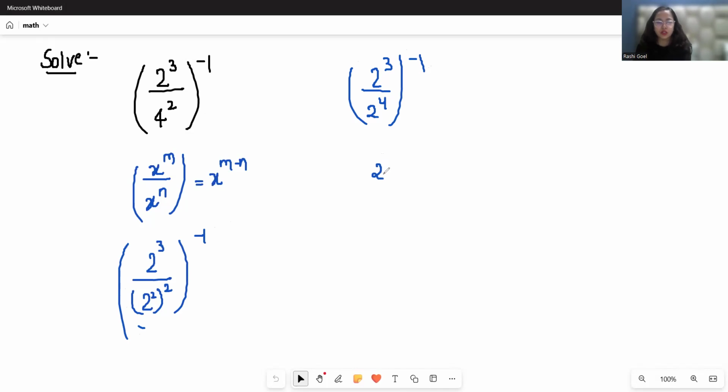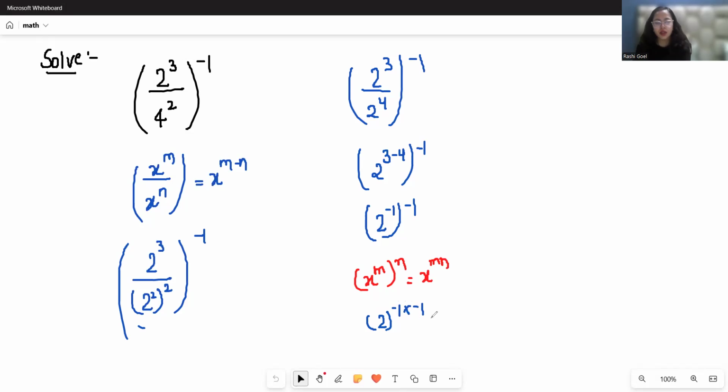Now we are going to use this rule. So (2^(3-4))^-1, so (2^-1)^-1. Now (2^-1)^-1 I can write using the exponent rule, (x^m)^n, which we can write as x^(mn). So it becomes 2 power minus 1 times minus 1, that is 2^1, which is 2.